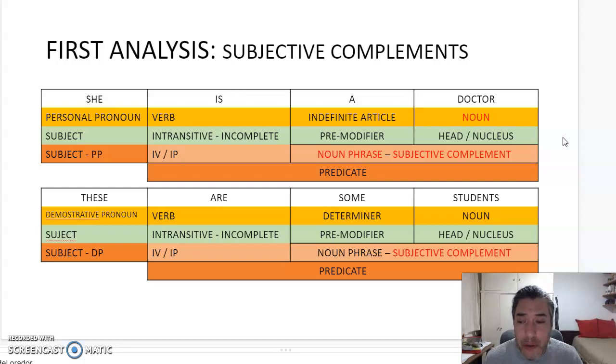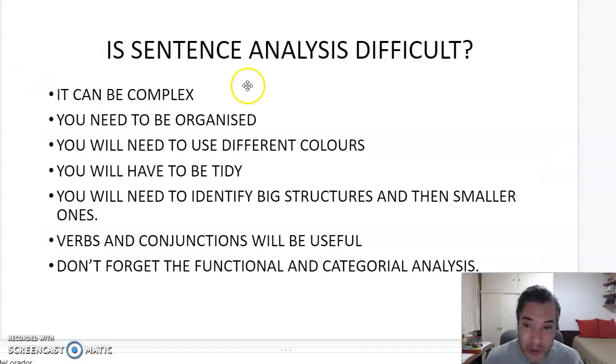The first thing is to follow the following questions, or let's say the following rules, to have a very organized analysis. Let's see these rules. First of all, many people believe that it is difficult. Actually, it is, but it is not that difficult if you follow these points, because it can be complex and you need to be organized. You will need to use different colors for the analysis.